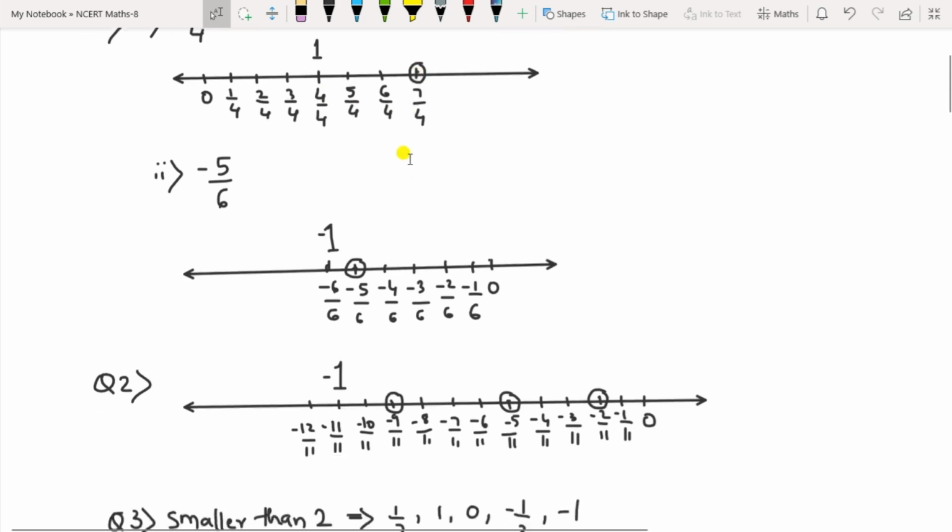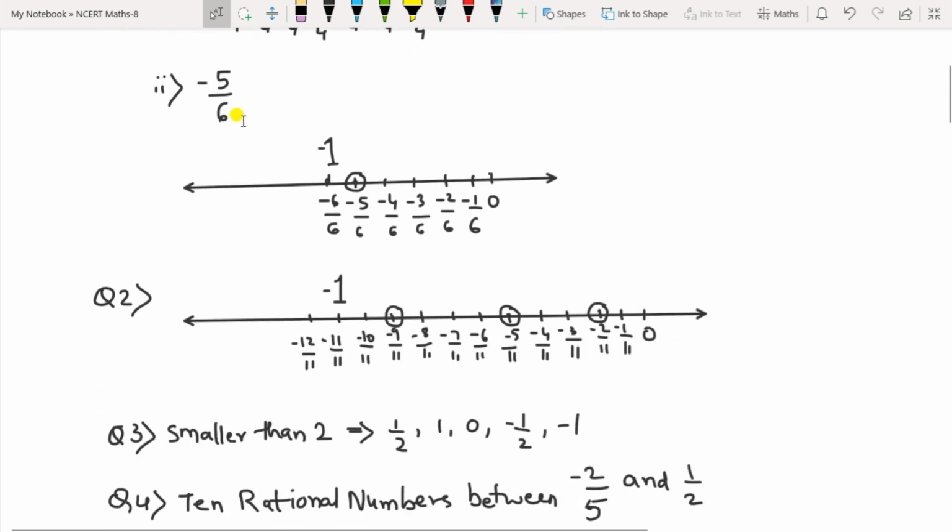Then the second one is minus 5 by 6. Since it is a negative number, we will move to the left hand side. So this is 0, minus 1 by 6, minus 2 by 6, minus 3 by 6, minus 4 by 6, minus 5 by 6. This is the number we needed, so mark a circle here. And minus 6 by 6, see, numerator and denominator are the same, so we represent it as minus 1 here. So minus 5 by 6 is the required number.